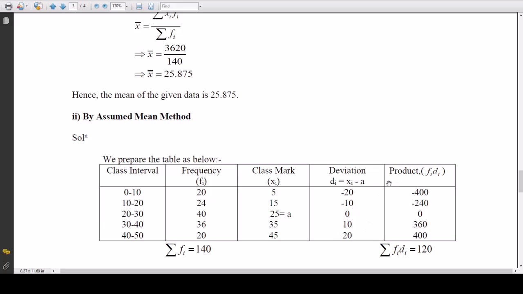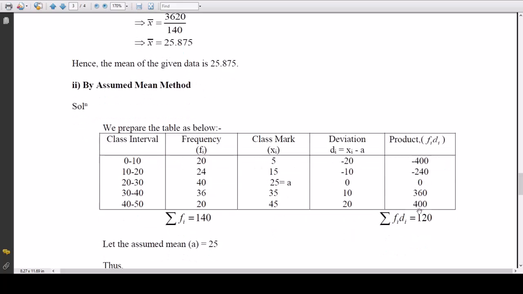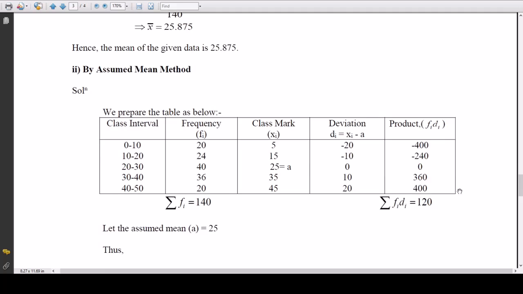Now the product of xi, not xi, is fi with di. 20 with minus 20, minus 400; 24 with minus 10, minus 240; 40 with 0, 0; 36 with 10, 360; 20 with 20, 400. Okay, now the summation of frequency is 140, and for the summation of fidi, this 400 cancels, because plus 1 and minus 1. 360 minus 240, how much?